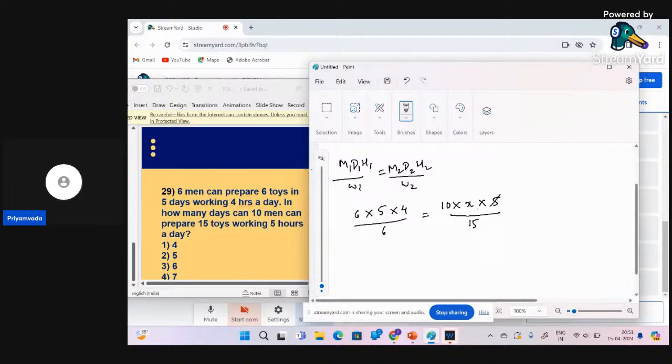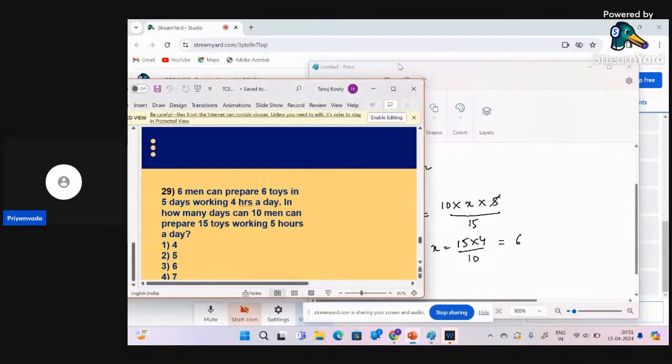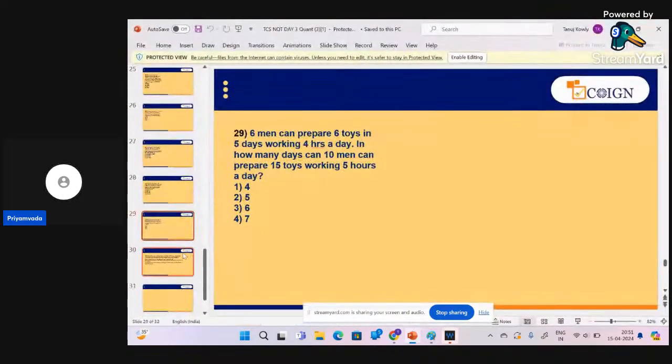Now what happens? Here 5 and 5 cancel out. Here 6 and 6 cancel out, right? So x equals what now? 15 into 4 by 10. 15 fours is how much? 60. 60 by 10 equals 6. So the answer is 6. It is a direct formula substitution. So I hope it is clear for you. We'll be moving to the next question now.